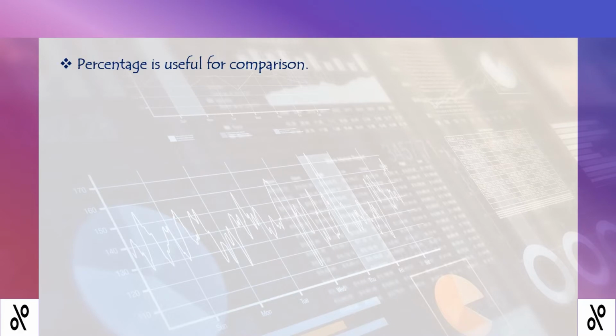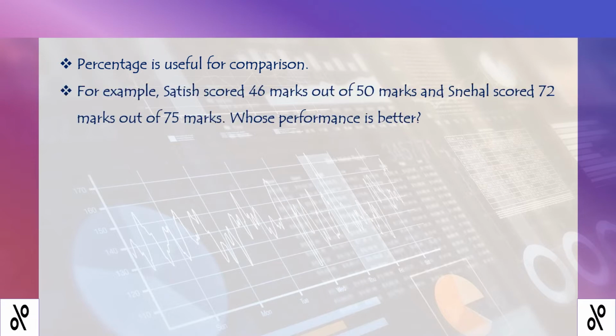Percentage is useful for comparison. Now I'll give you one example to make it clear. For example, Satish scored 46 marks out of 50 marks and Snehal scored 72 marks out of 75 marks. Whose performance is better? Now there are two people whose marks are there.